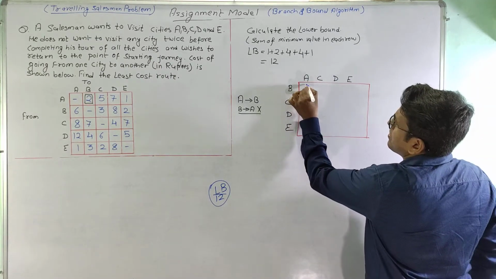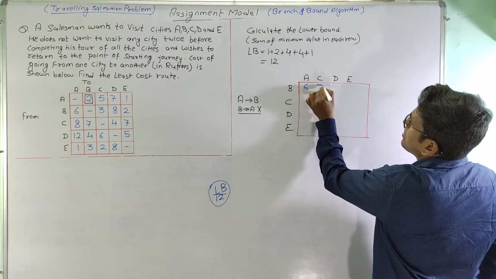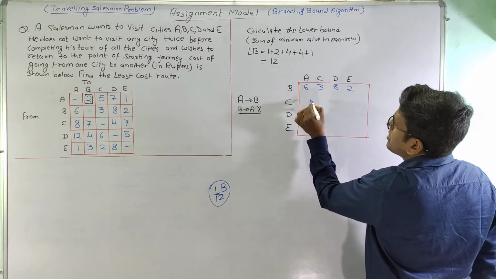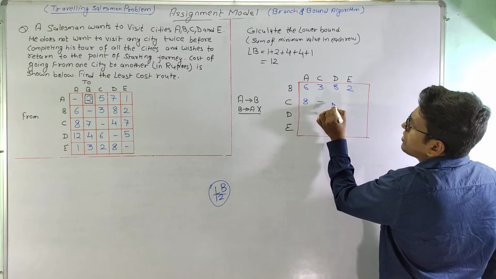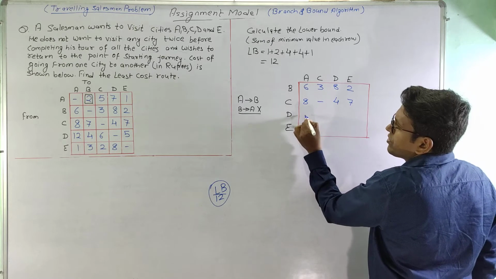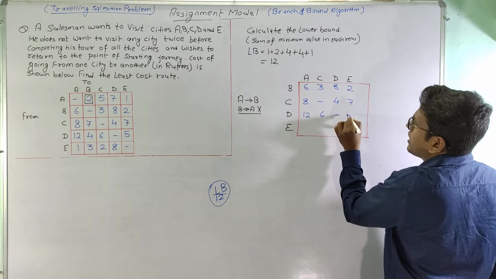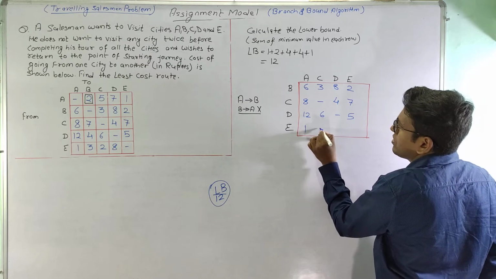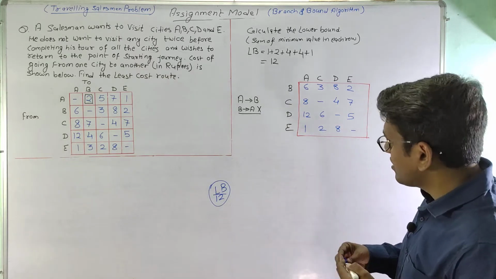6, dash, 3, 8, 2, similarly 8, 7, dash, 4, 7, similarly for D it is 12, 6, dash, 5, for E it is 1, 2, 8 and dash. So we can see this.